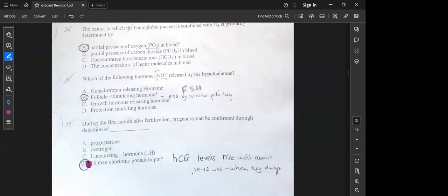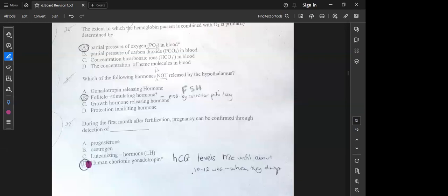Then for the posterior pituitary, which is also known as the neurohypophysis, the hypothalamus synthesizes the two hormones oxytocin and vasopressin, which it sends to the posterior pituitary gland, which now releases them. And we've been talking so much about vasopressin in relation to diabetes insipidus and all that. So that comes from the posterior pituitary.